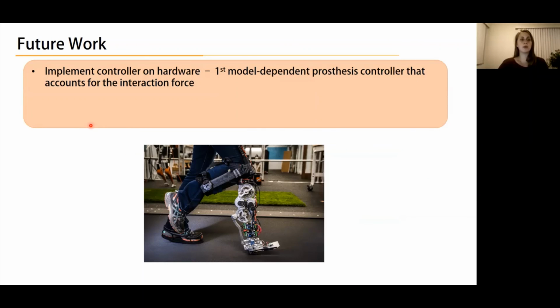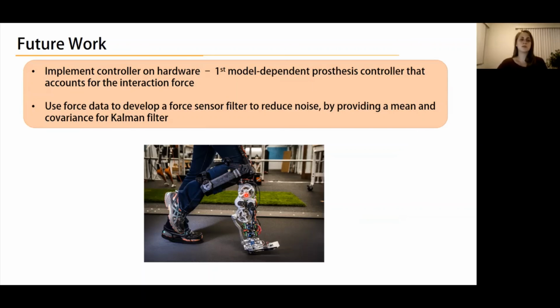For future work, we are working on implementing this controller on hardware on AMPRO 3 to demonstrate the first model-dependent prosthesis controller that accounts for the interaction force. We could also use the force data from this work to develop a force sensor filter to reduce noise by providing a mean and covariance for a Kalman filter. So this would then allow us to have the force sensor be used as real-time feedback in a controller, because this could give us a way to reduce the noise, which is one of the biggest problems of implementing this controller on hardware.